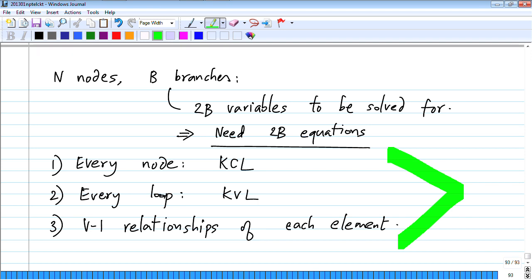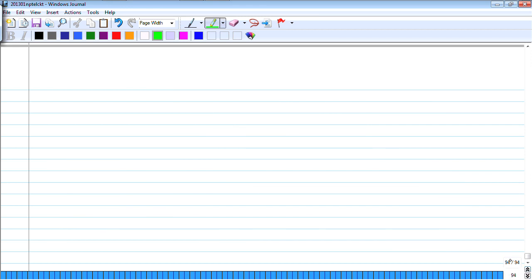Now, so let's go through these things one by one. As all of you know, to solve for 2B variables, we need to have 2B independent equations, okay? Because if you have some dependent equations, they are useless, right? I think all of you know what dependent and independent equations are. If you have a set of equations, now if some equation can be generated as a linear combination of other equations, then that's a dependent equation, meaning it's not telling you anything that the other equations are not saying, okay?